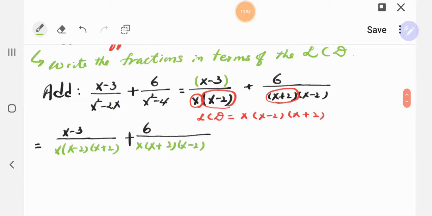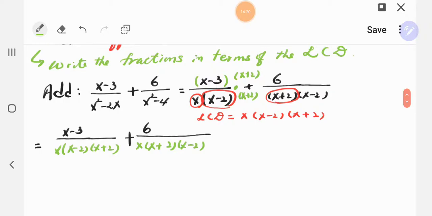Okay, let's compare the denominator and the LCD. The denominator has x and x minus 2. Look at this, from this we have x and x minus 2. What we don't have is x plus 2. x plus 2 is missing from the denominator. So what we do is multiply the numerator by x plus 2. That's what we're going to do.